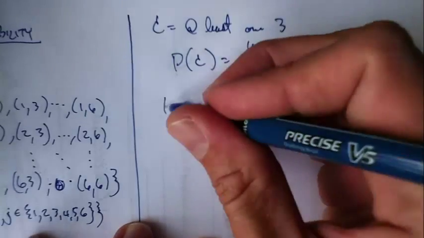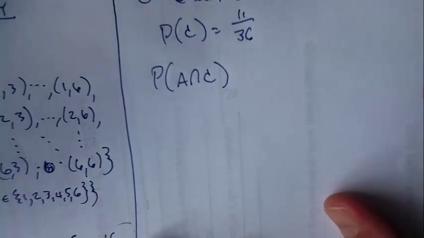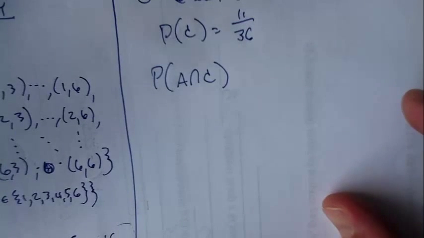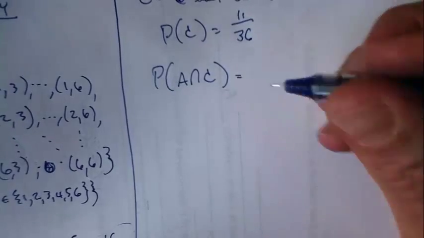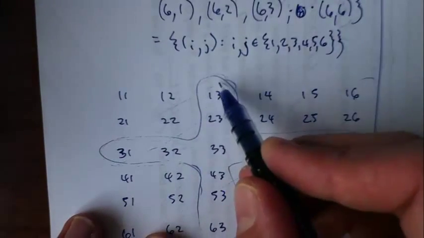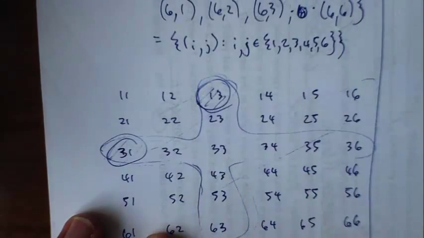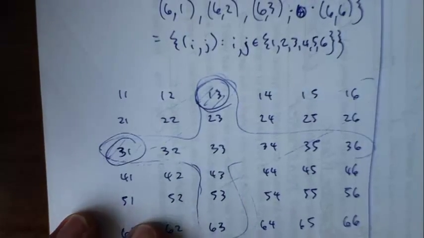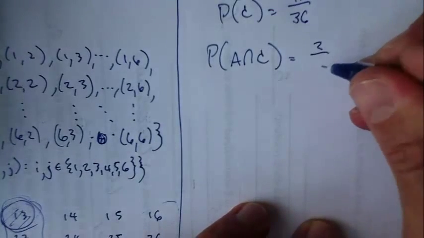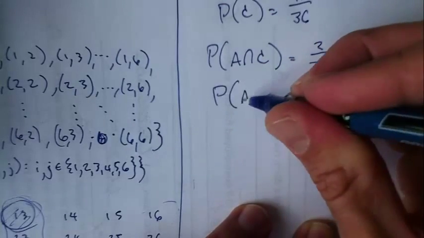Okay. What if I'm interested in the chance of A intersect C? What is that anyway? A intersect C, that's the event that the sum is 4 and you get at least one 3. The event that the sum is 4 and you get at least one 3. Well, that only occurs here and here, right? It's 2 ways, I think. Isn't that right? 2 ways out of 36. Or 1/18. Okay?